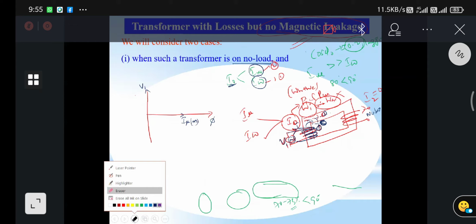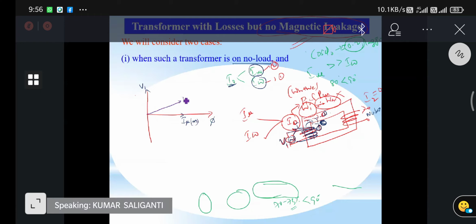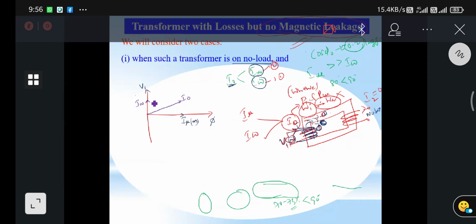But coming to the practical case, it is not 90 degrees here. It is having a shape like that. So this is I naught. This is your working component of current. Here the I naught is equal to the vector sum of the working component of current and the magnetizing component of current. So I naught is equal to the square root of Iw square plus I mu square, like that. And this is the phi naught.